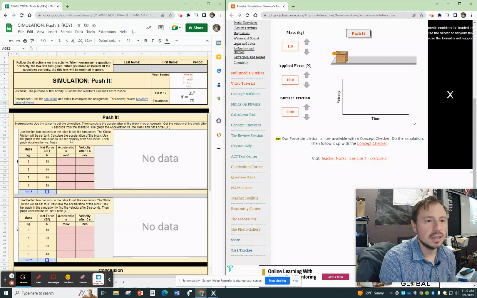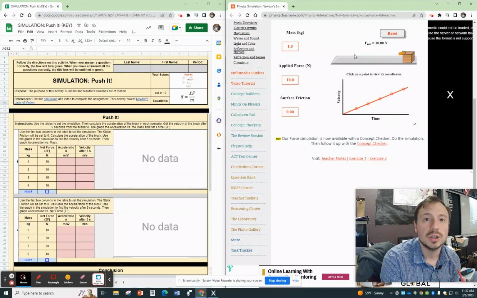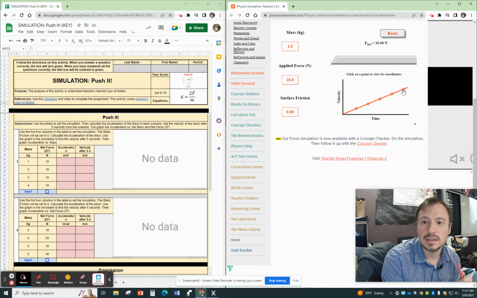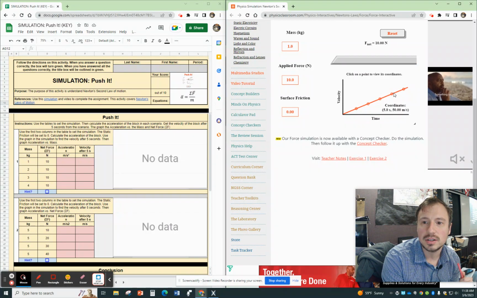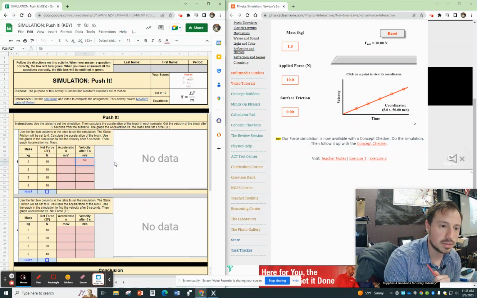Now, it does say in the instructions that the static friction should be 0. We're not dealing with friction in this one. So it's already set up to the first scenario, right? So I can go ahead and just click push it, and it's going to push that block. Now, I need to get the velocity. In the simulation, I click on that, and you can see it gives me coordinates. I need to know it after 5 seconds. So there's 50 meters per second. So that's what I can get there. That's going to be 50 meters per second.